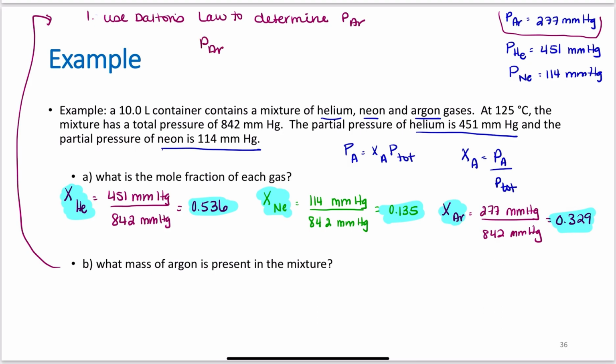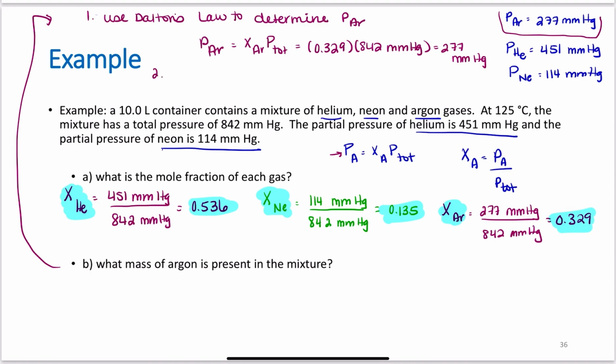Or I could use my mole fraction equation. It's right here. My partial pressure of argon is equal to the mole fraction of argon times the total pressure of the system. The mole fraction of argon is 0.329. The total pressure of my system, I forgot, is 842 millimeters of mercury. And so again, I get that 277 millimeters of mercury. So either way, you can do it. We did it before to get the partial pressure, so I didn't have to do it again. But if you had done the 1 minus the mole fractions, you would have had to find the partial pressure of argon.